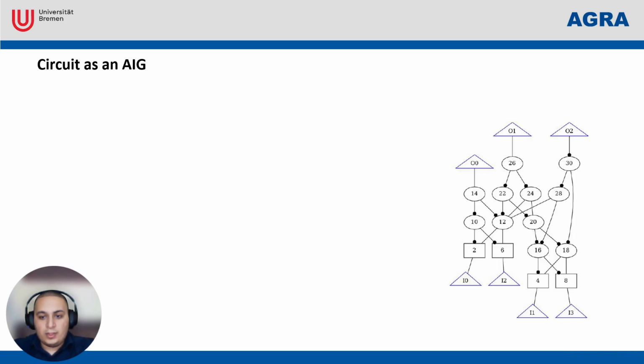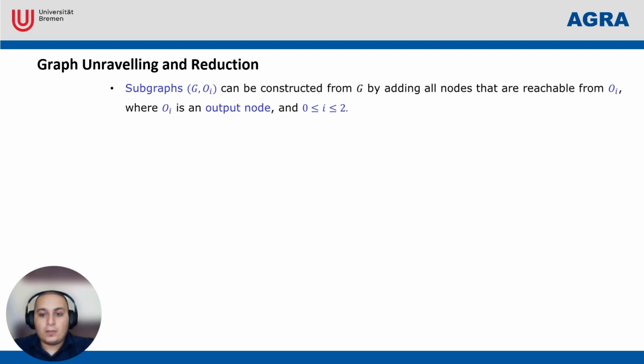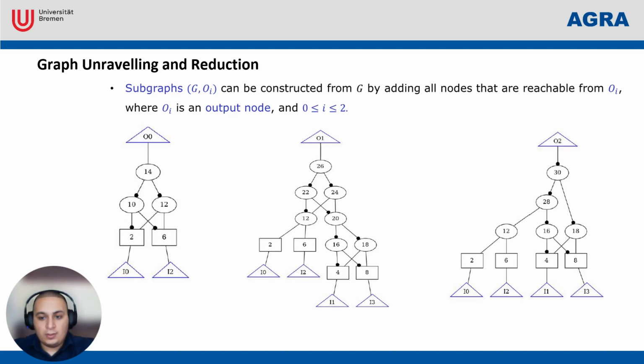So we consider an AIG representation of a circuit, and we use this example throughout our presentation, which is a carry look ahead adder of size 2. And as we can see, since the adder circuit contains three output gates, it can be split into three subgraphs by taking one root node and traversing all nodes that are reachable from it.